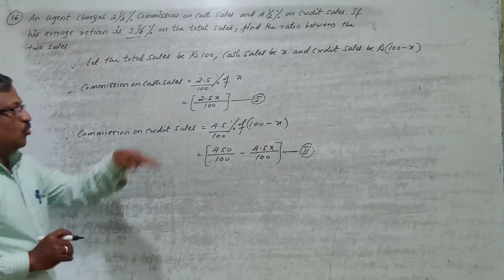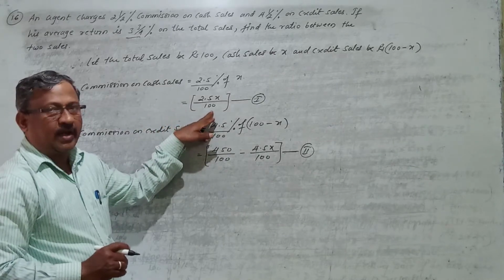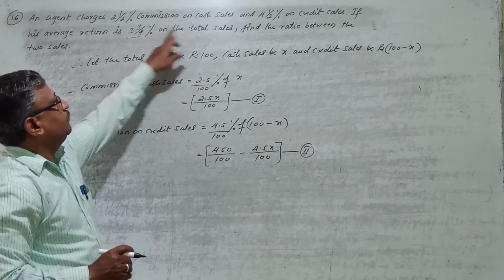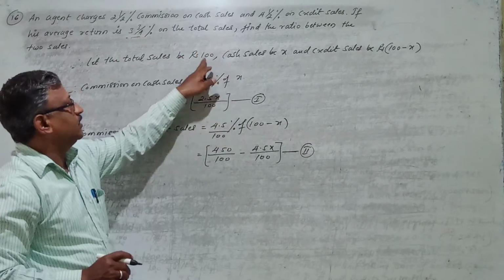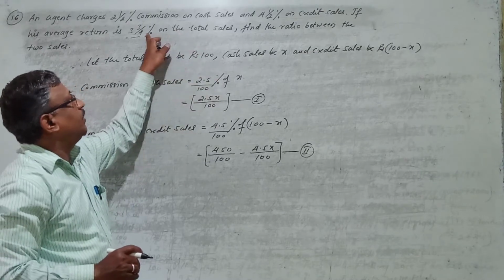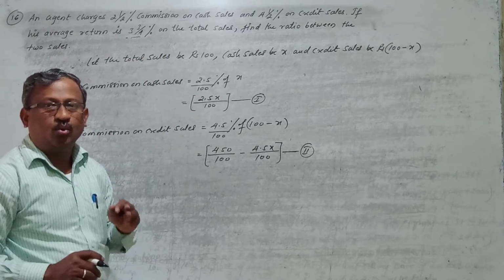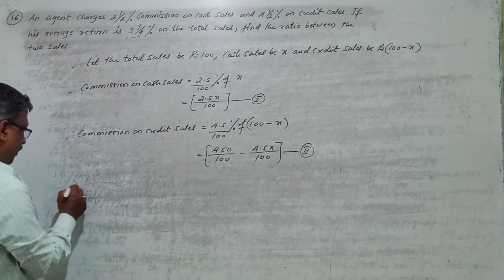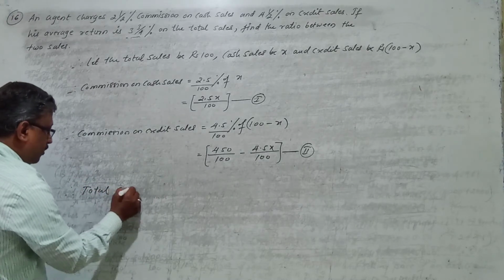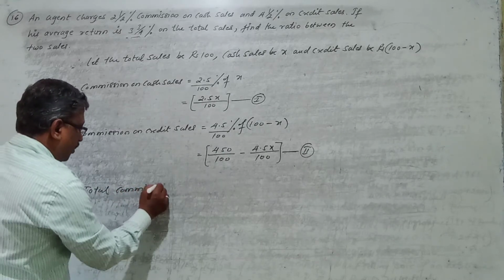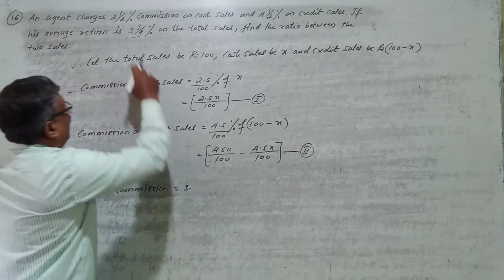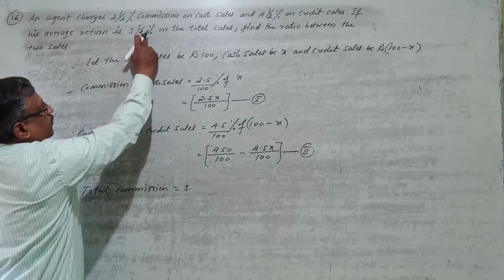Like this. Overall, for selling the goods for cash and for credit, totally how much commission has he got? 3 3/4%, which is on total sales. So my total sales are also known here. It is how much? 100. So on 100 rupees, you have to calculate 3 3/4%. You will get the total commission. So now we calculate the total commission. You have to calculate 3 3/4%. 3/4 means it is 0.75.